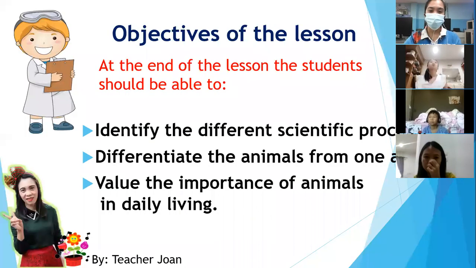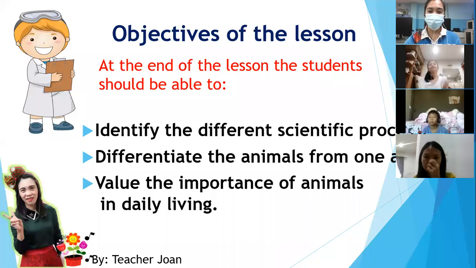So we have the objectives of the lesson. The first thing is identify the different scientific process. Next, we have differentiate the animals from one another. And then we also have value the importance of animals in daily living, okay?